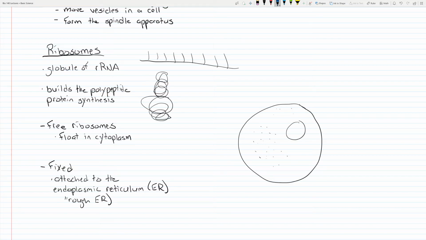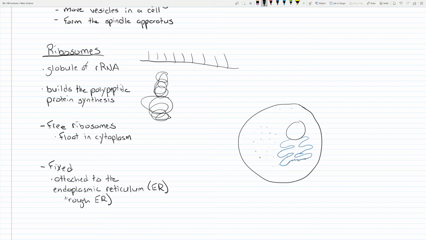Now, attached to the nucleus here, this looks like an egg, but I guess that's a good example for a cell. Attached to this nucleus, you have this floppy membrane thing, and that's called the endoplasmic reticulum. Attached to this endoplasmic reticulum, you'll have ribosomes. That's what a fixed ribosome is, attached to the edge of the endoplasmic reticulum, usually on the outside edge.